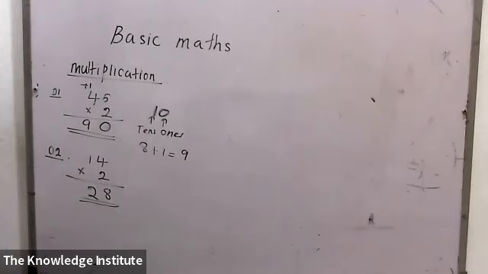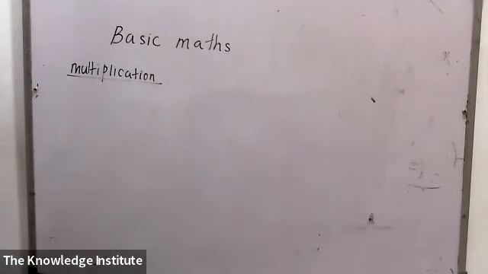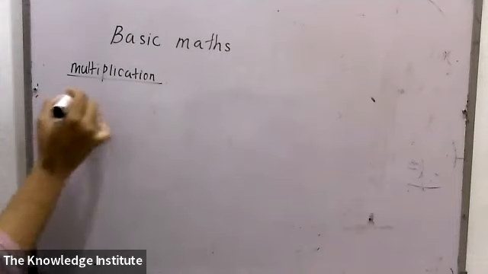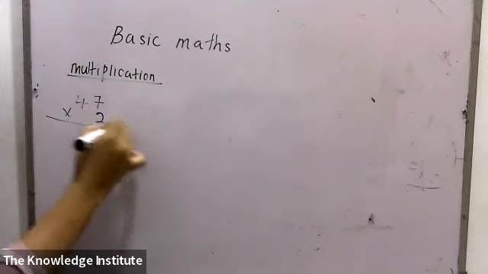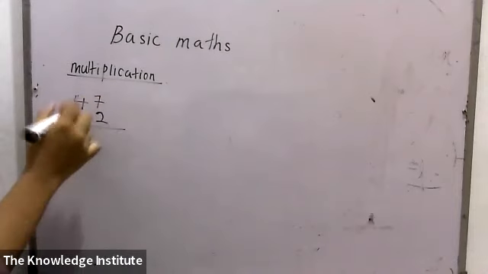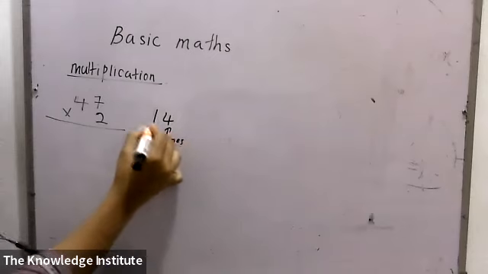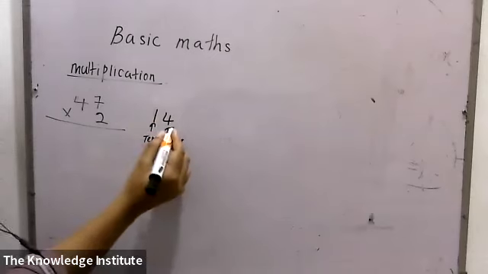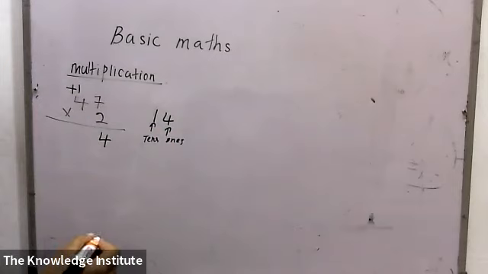Okay, let's move into the next example. I'll release this. Third one. Let's say you have 47 multiplied by 2. Can you tell me 2 by 7, what is the answer? Forty. Can you see here you have 2 digits? This is the 1's place, this is the 10's place. So you're going to indicate only the 1's place here, which is 4. And then you're going to take the 10's place to the other side as addition.